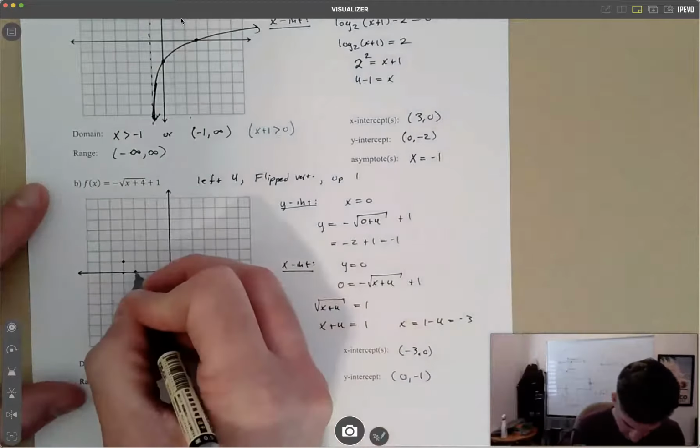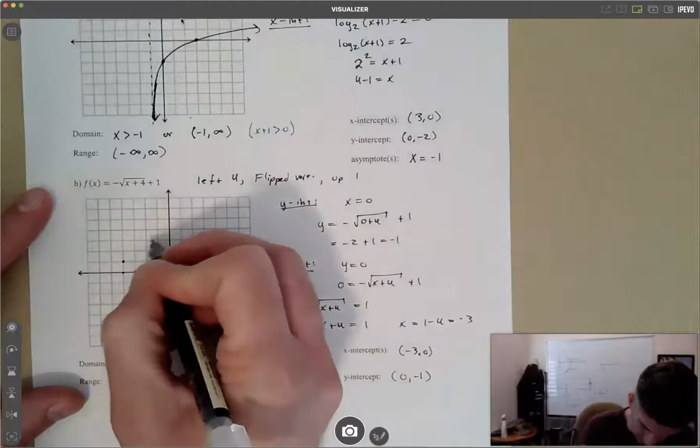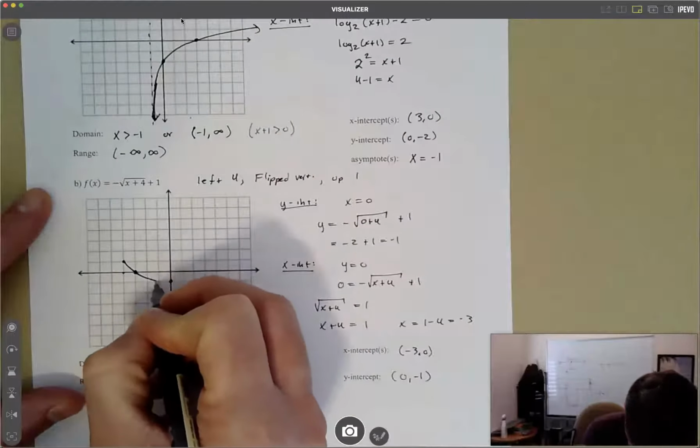So right there. And then I'm going to graph it. I'm starting here, and instead of going up to the right like a square root function usually would, it's going to go down to the right like this.